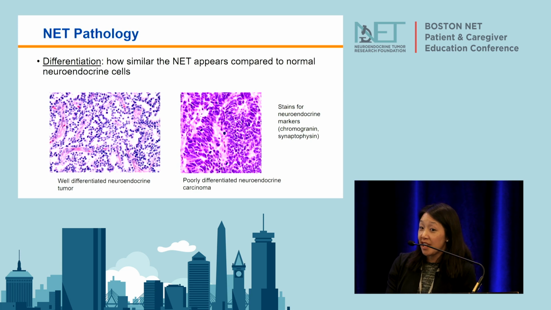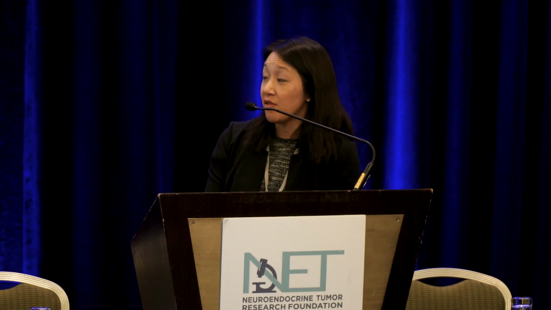Pathologists also will use stains to help them identify, not just by appearance, but stains to help them identify that these are originating from neuroendocrine cells. The most common stains that are used are for neuroendocrine markers, including chromogranin and synaptophysin. So those are things that we look for in our pathology reports, the differentiation and the presence of these markers.